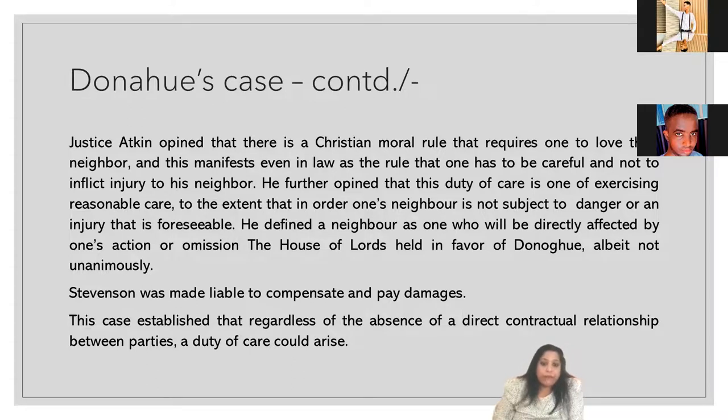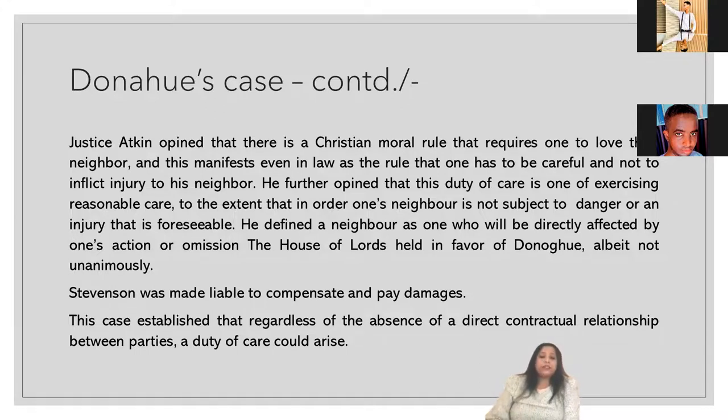The House of Lords therefore held in favor of Donoghue, albeit not unanimously. That means not all the judges agreed with him, but of course the majority were with him. And when he said that a neighbor is anyone who will be directly affected by you, it's not necessarily just the next door neighbor, or even my classmate who sits beside me on the bench. The neighbor can be anyone and everyone, even a stranger, when we are walking on the road or driving across the street, anyone to whom we may cause some harm due to our negligence. So we're expected to exercise the duty of care and conduct ourselves carefully. So Stevenson was made liable to compensate and pay damages to Donoghue.